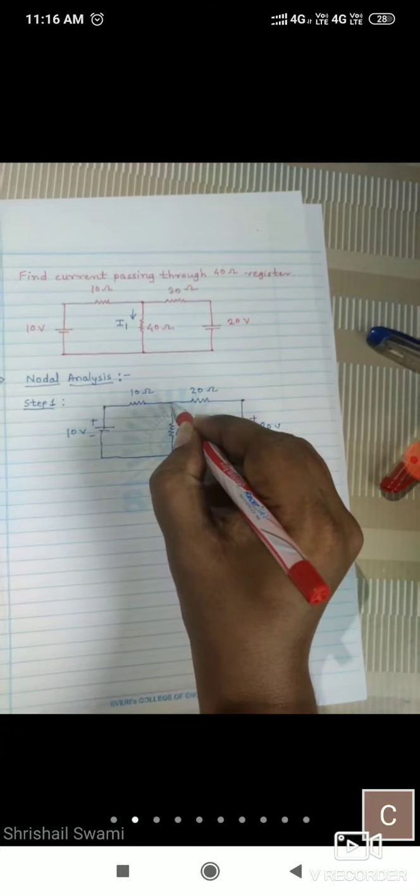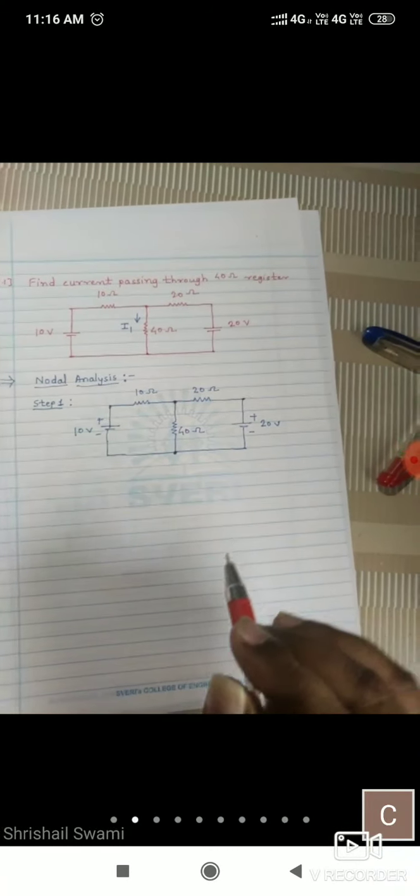Where are the principal nodes? Here and here. These are the two principal nodes. So one of the nodes you have to assume as a reference node.